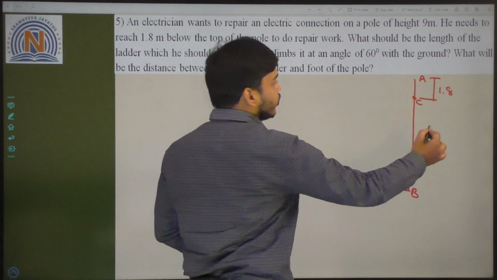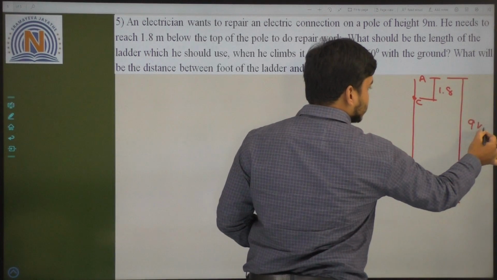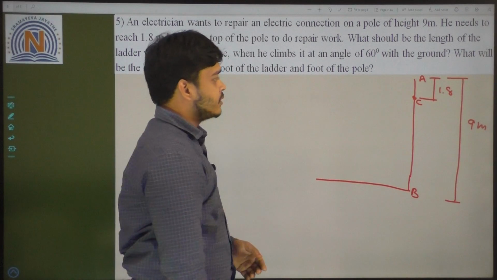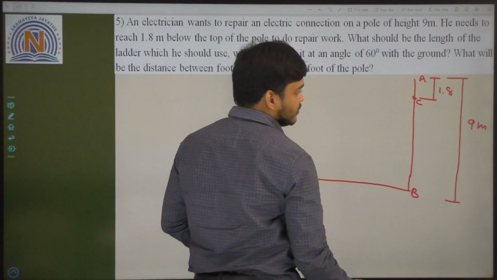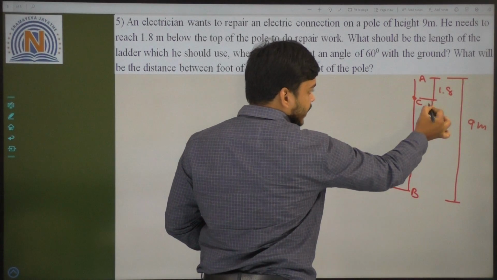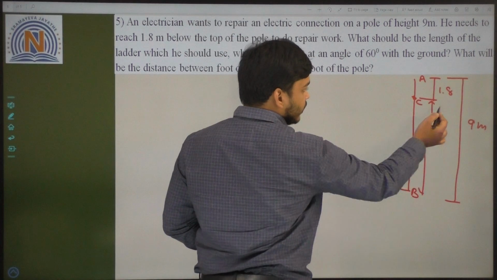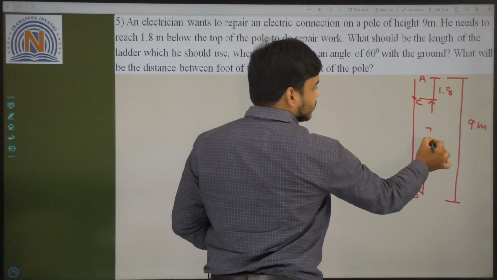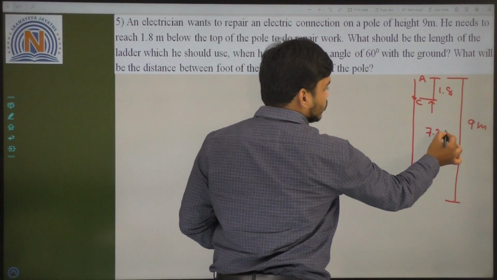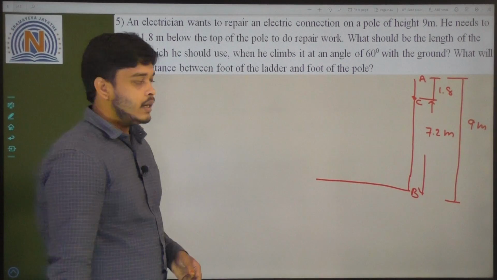And the total height of the pole is given, that is 9 meters. If you see, the total height of the pole AB is 9 meters, then what is the remaining height up to the reaching point from the ground level? So 9 minus 1.8, that is 7.2 meters.